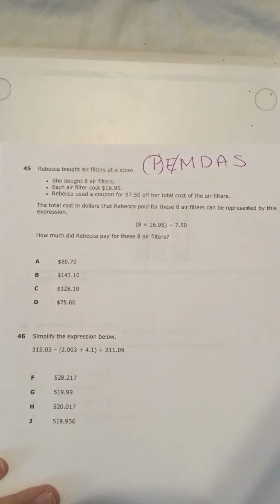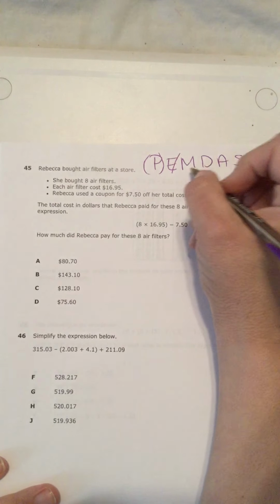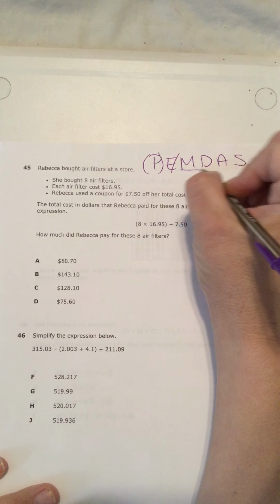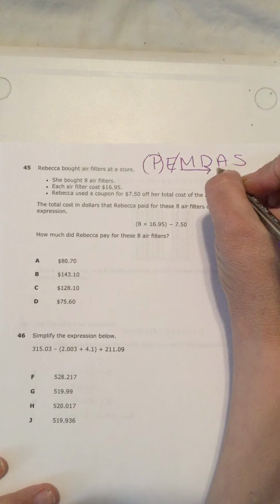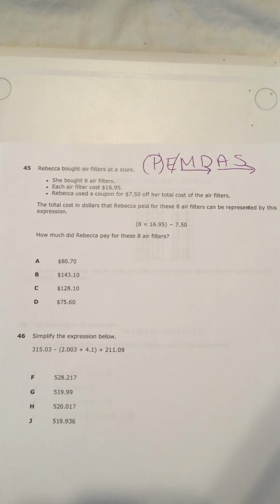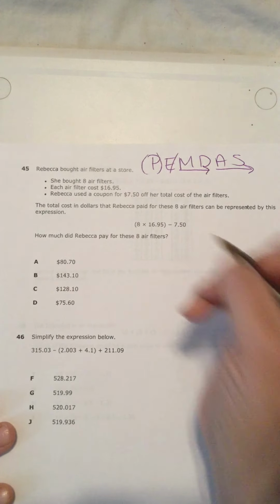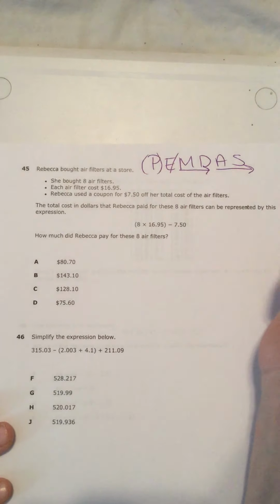You do everything in parentheses first. After everything in the parentheses is done, then you're working from left to right, doing all the multiplication and division, and then addition and subtraction. Okay. The first one, it tells you what to do.